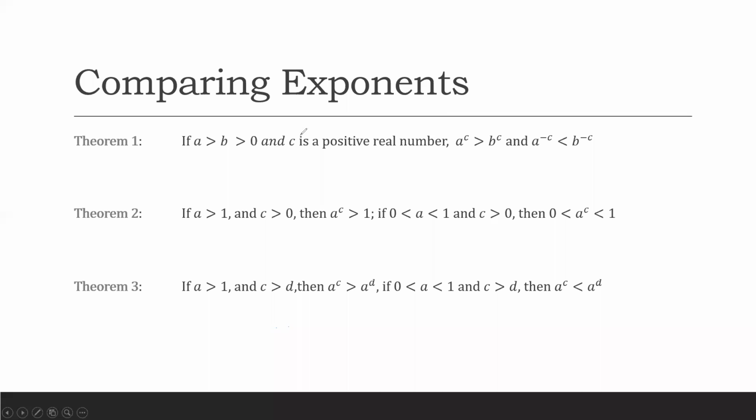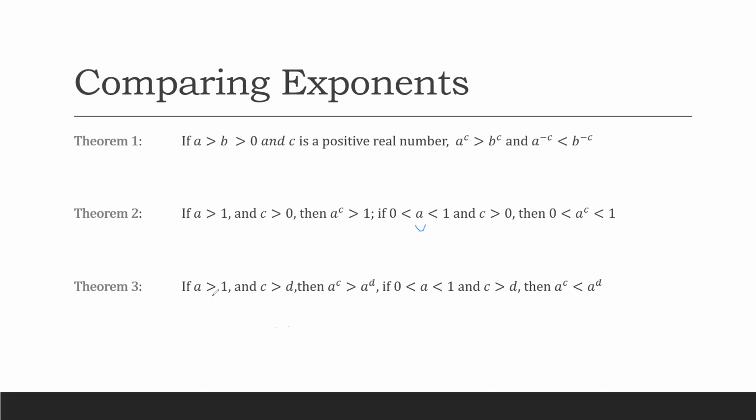So if you want to compare exponents, you can see here that if a is greater than b and both of these are greater than 0 and c is a positive real number, then a to the c will always be greater than b to the c, but a to the negative c is always less than b to the negative c. If a is greater than 1 and c is greater than 0, then a to the cth power is greater than 1. And if a lies between 0 and 1 and c is greater than 0, then a to the c is, again, between 0 and 1.